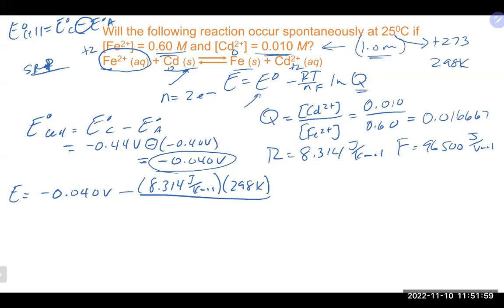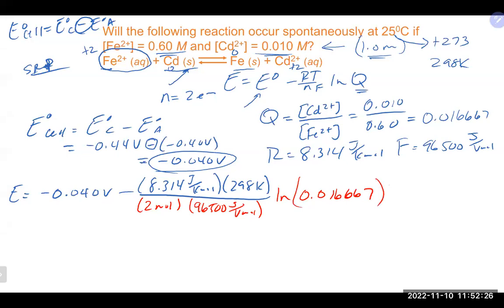All right. So we're putting in our numbers now that we're good. So once again, it is 2 electrons there, 2 moles of it. And then on the bottom there would be our Faraday's constant, 96,500 joule per volt per mole. And then we have our natural log, and we'll just use our number there, 0.016667.